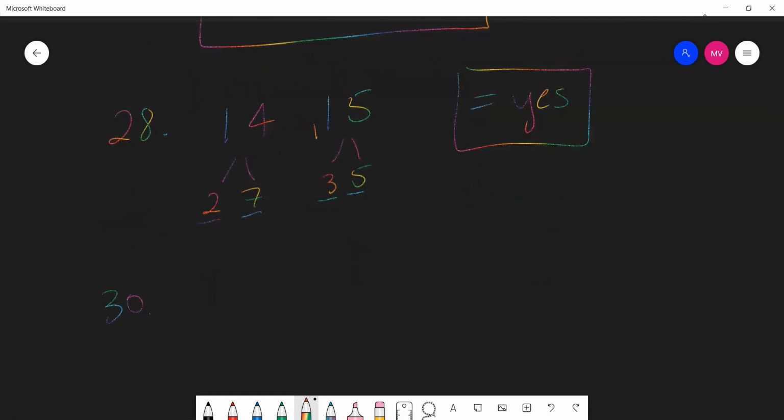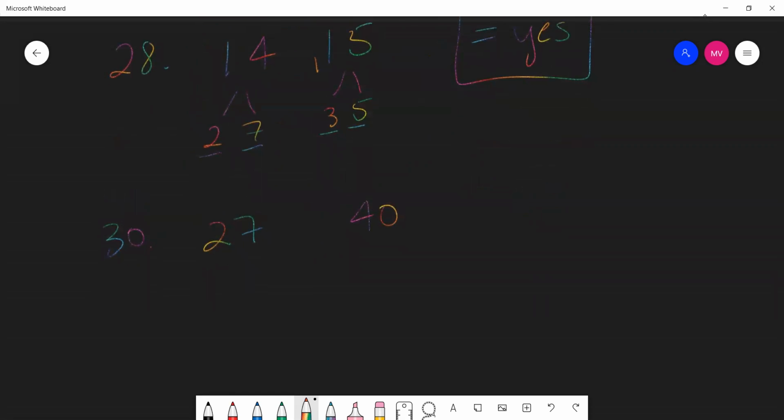All right, and then the last one, we'll look at number 30. 30 is a little more complicated because we have bigger numbers, 27 and 40. So are these two relatively prime? So let's look at 27. It's all about the 3s, right? It's 3 times 9, 3 times 3.